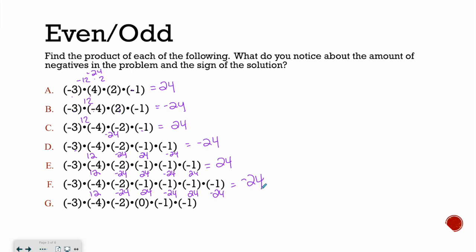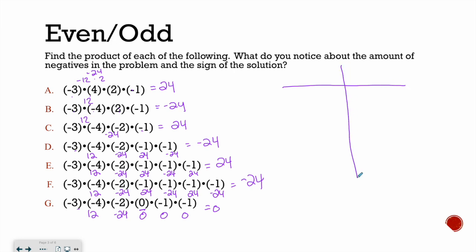And the last one, negative 3 times negative 4 is positive 12. Times negative 2 is negative 24. Times 0 gives me 0. Times negative 1 is still 0. Times negative 1 is still 0.